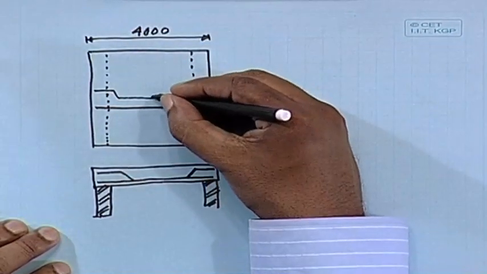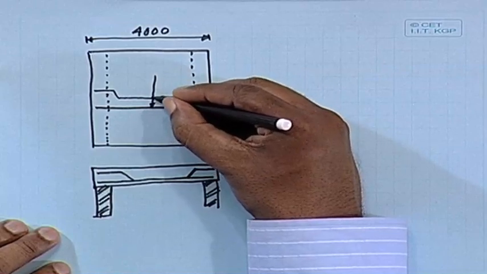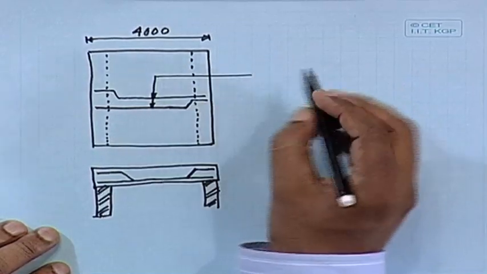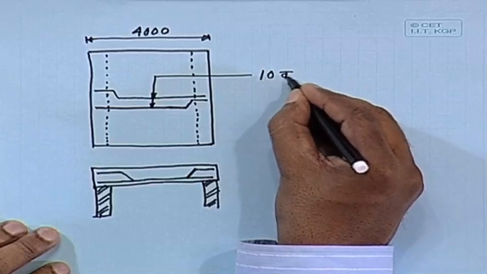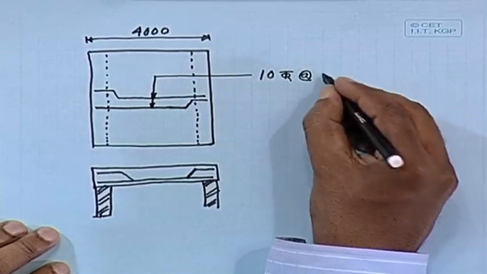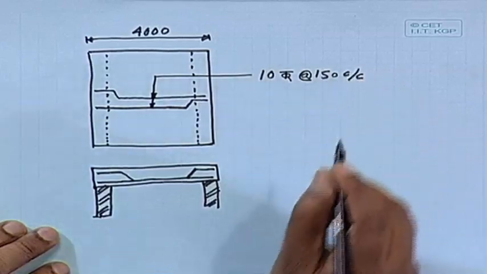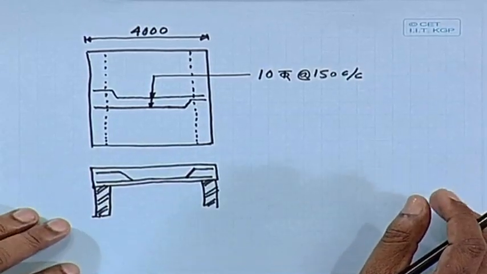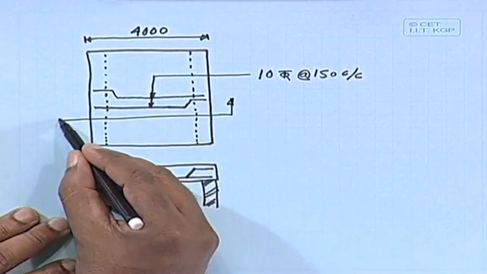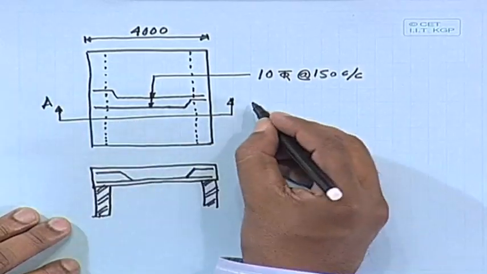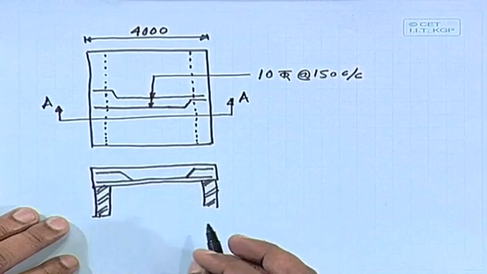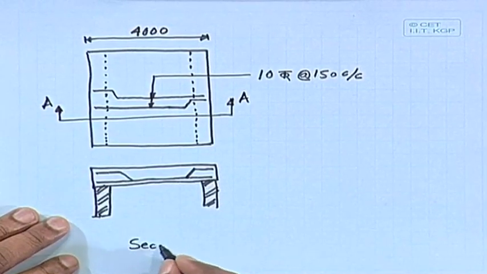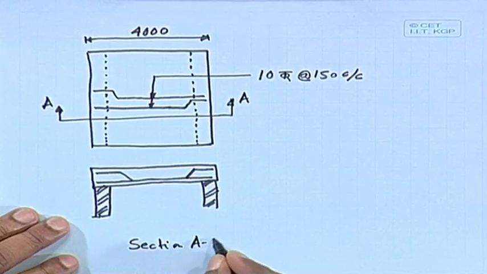Here, because we want the simply supported case, we want this one as 10 torr at the rate of 150 center to center, 10 torr at the rate of 150 center to center. And if we take a section here, let us say this is section AA.